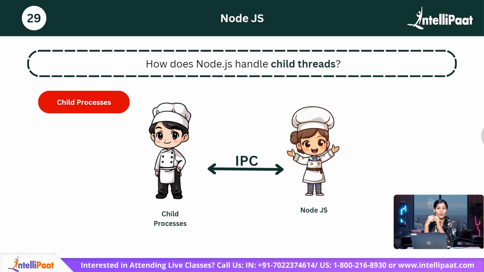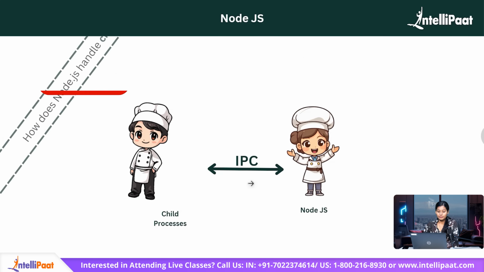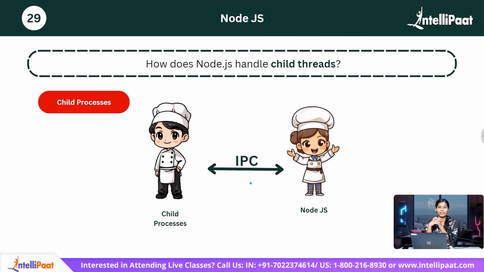Now, both of these are processes, right? The child process is also a process, and your main process is also a process. So they communicate with IPC, that is called inter-process communication. This was there in SQL databases. So if you look at the main difference between the two, child processes, because they are processes, have their own memory space. But threads don't have their own memory space. They exist within your main process itself.